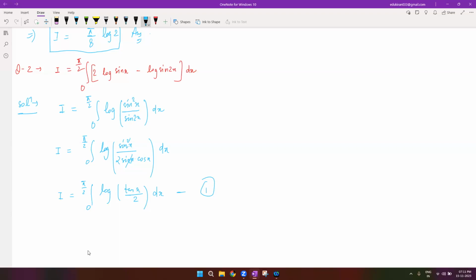Think like that, and then you will be able to use the fourth property. Yes, it will get cancelled because tan x, and then if we replace x with pi by 2 minus x, it will become tan of pi by 2 minus x, which is what? Cot x. And the expression is inside log, so if you add log a plus log b, it would be log ab.